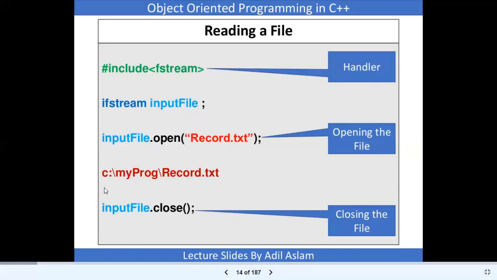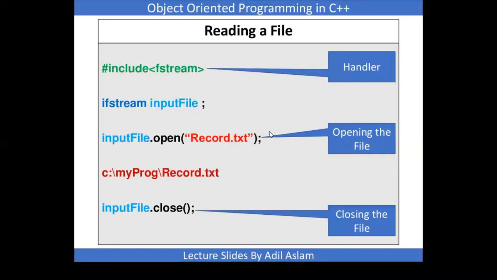Say the file is present on the C drive, in the main folder of my project, and inside that folder there is the file that we want to open. After opening, we will do some reading or writing, and then we will close the file. These are the basic steps that we need to perform in a C++ program to access a file for reading.